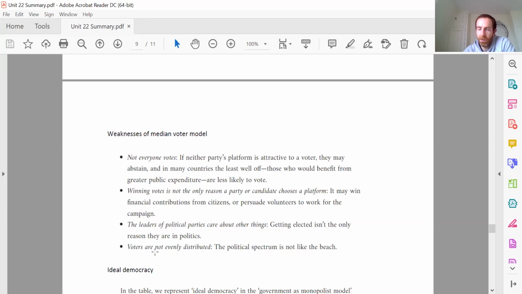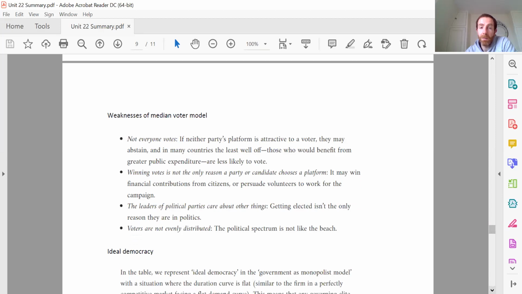And then the big issue: voters are not evenly distributed along the political spectrum, right? It's not like the beach. That comes in the unit. It talks about ice cream sellers on the beach, because there's an equal distribution of people along the beach. But the idea that that's true for voters, that there's an equal number of people at every position on the political spectrum from left to right, that's just not realistic. So that's what's going to encourage us to move on from this median voter model.